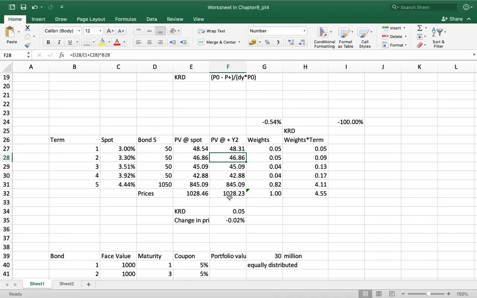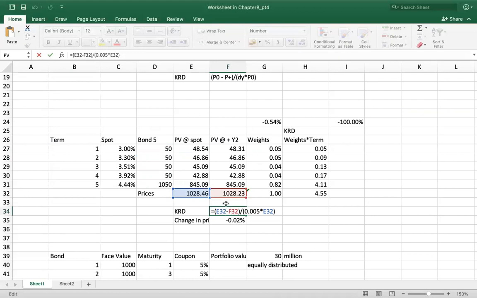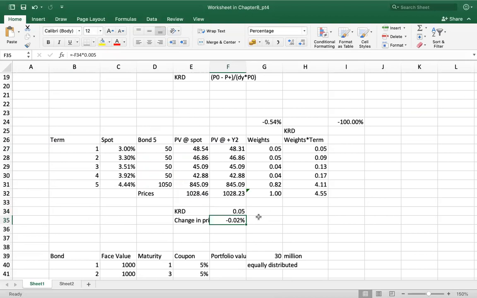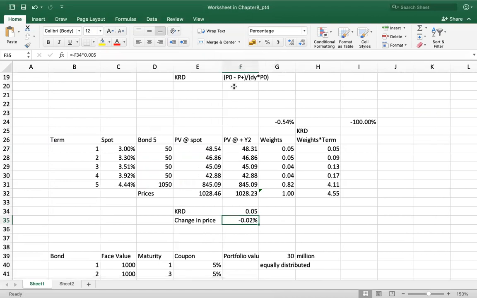What is the key rate duration here? The key rate duration is the initial price minus the price when interest rates increased, divided by the change in yield, 50 basis points, times the initial price. We got a value of 0.05. So this is the key rate duration. How to interpret it? It will be interpreted as we interpret duration. It will tell us how much will be the change in the price. So if we just multiply this key rate duration, 0.05, with the 50 basis point change, you will get minus 0.02%.